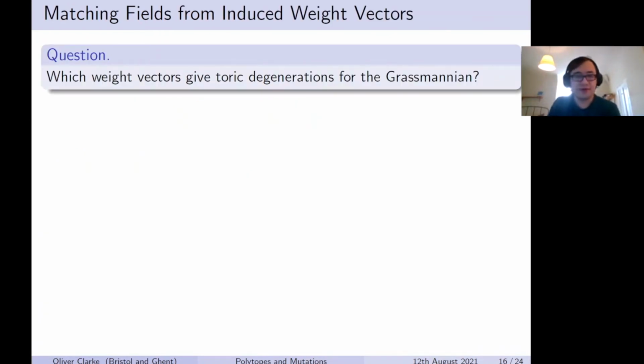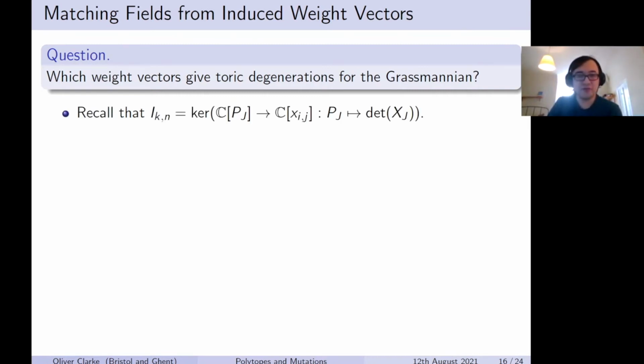Okay, so let me focus on the case of the Grassmannian. And how could we cook up weight vectors that give rise to toric degenerations? So one way to do this is to recall, firstly, what is the Plücker ideal. It's the kernel of this homomorphism.